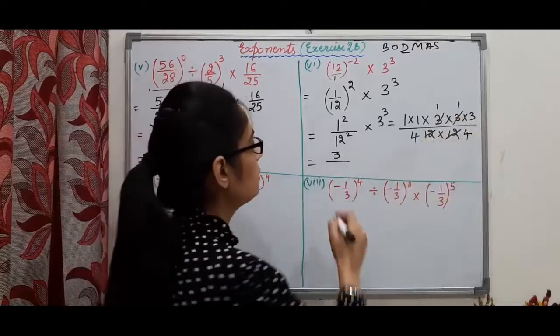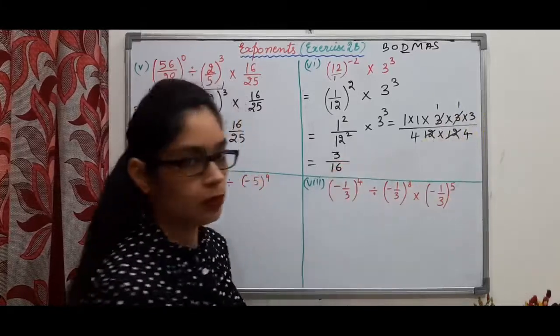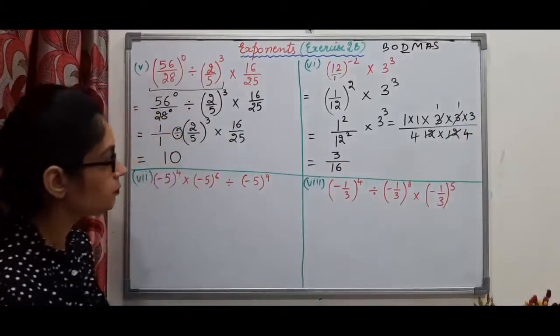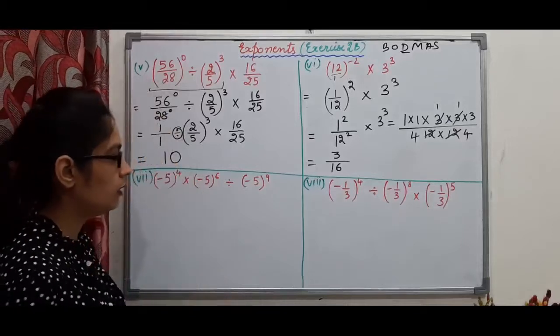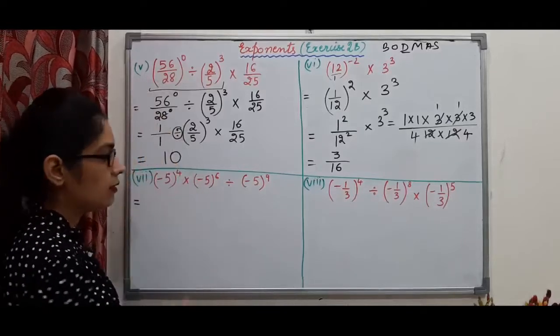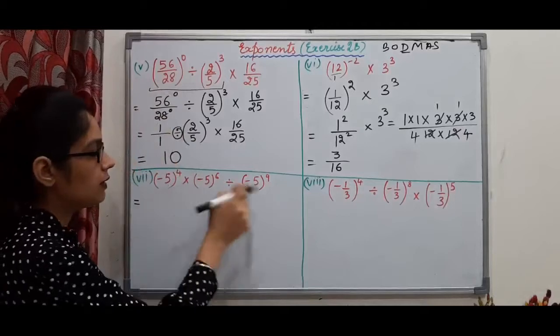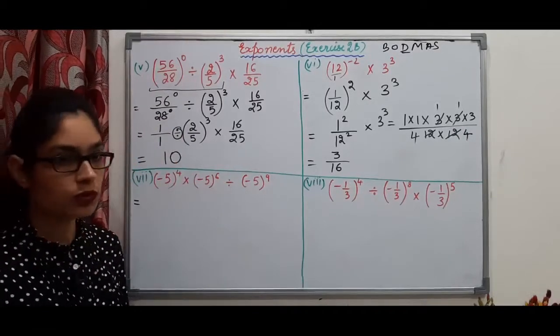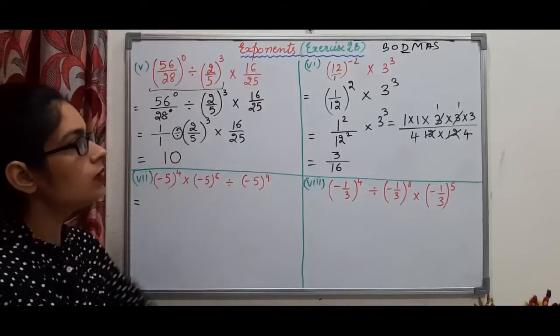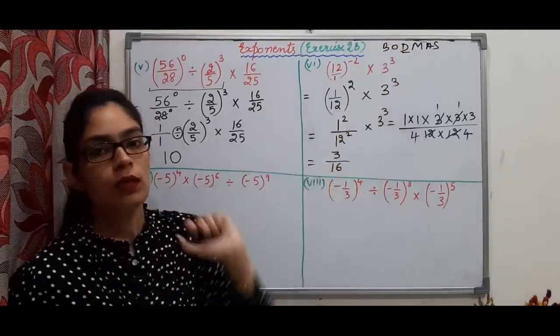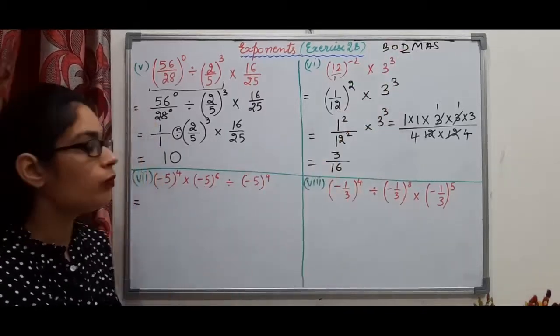4 into 4 is 16. So 3 by 16 is the answer. Let's do this one. Here, if we see this question, all the bases are the same, but we have to choose which one we should solve first. So here we have to use BODMAS and decide what we should do first.